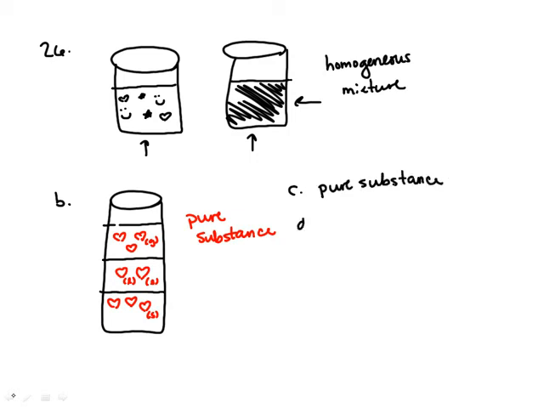In D, we have two substances present, three phases present. So now I've got two things present, so it can't be a pure substance, and I've got three phases present, so I can see more than one thing. That makes this a heterogeneous mixture. All right, that was 26. Let's do number 30.